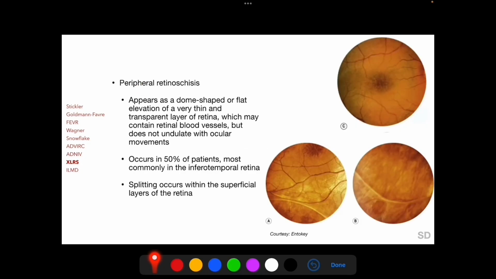Peripheral retinoschisis, as seen here in these two photographs, occurs in 50% of patients with XLRS, most commonly in the inferotemporal retina, and appears as a dome-shaped or flat elevation of a very thin and transparent layer of retina, which, unlike a fresh rhegmatogenous retinal detachment, does not undulate with ocular movements. And in XLRS, the splitting in the retina occurs within the superficial layers of the retina.